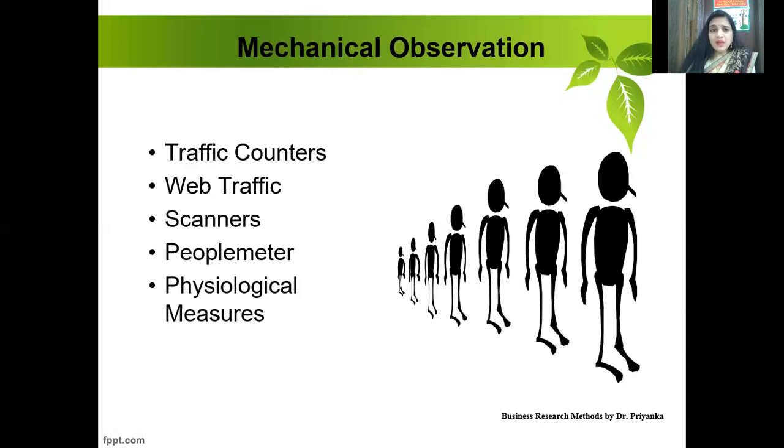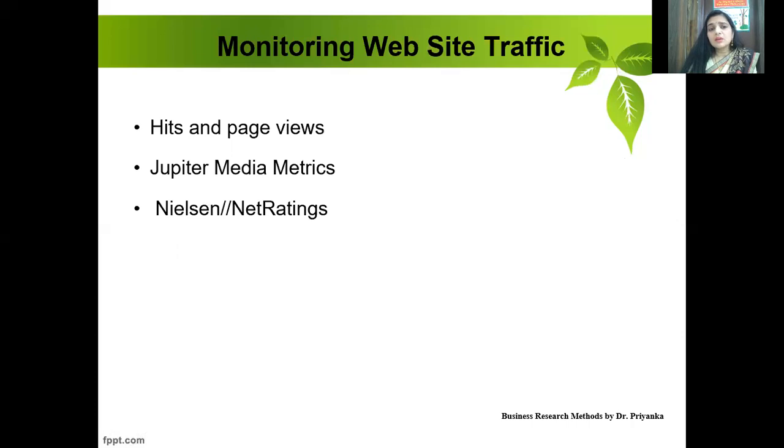Monitoring web traffic, we just discussed it here. Hits and page views, whether you just had a hit or you actually viewed the page. Jupiter Media Metrix, through Media Metrix, whether you were actually viewing the images only or something else, or you read the whole article or not. Nielsen NetRatings is considered the best company to rate and check monitoring web traffic in actual.